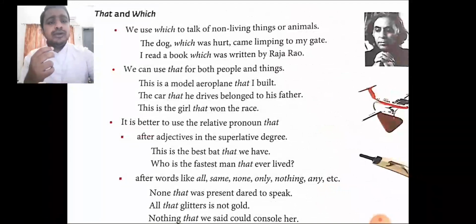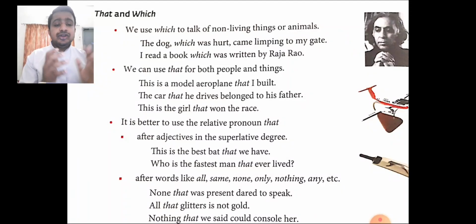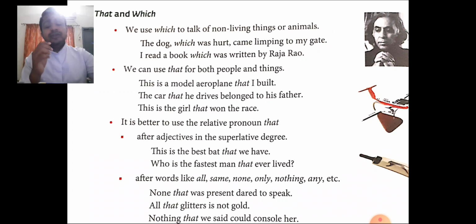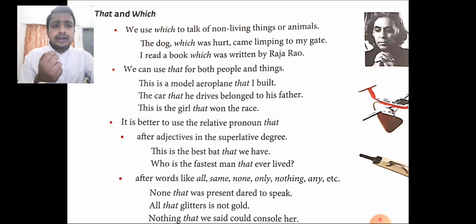Now we shall see about that and which. As you know, that and which are always used to refer to things or animals. For example, the dog which was hurt came limping to my gate. We can use that for both people and things.